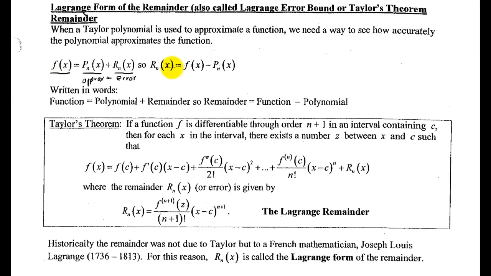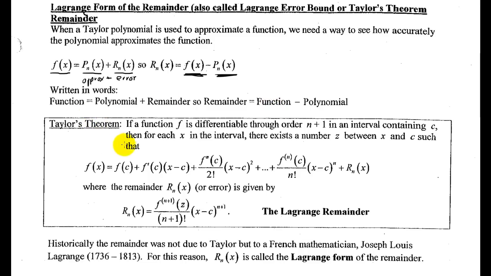And then to get this line right here, we just have to subtract the approximation. So the remainder equals the function, the actual function value, minus your approximation. So we use remainder and error interchangeably. Written in words, function equals polynomial plus remainder, so remainder equals function minus polynomial.